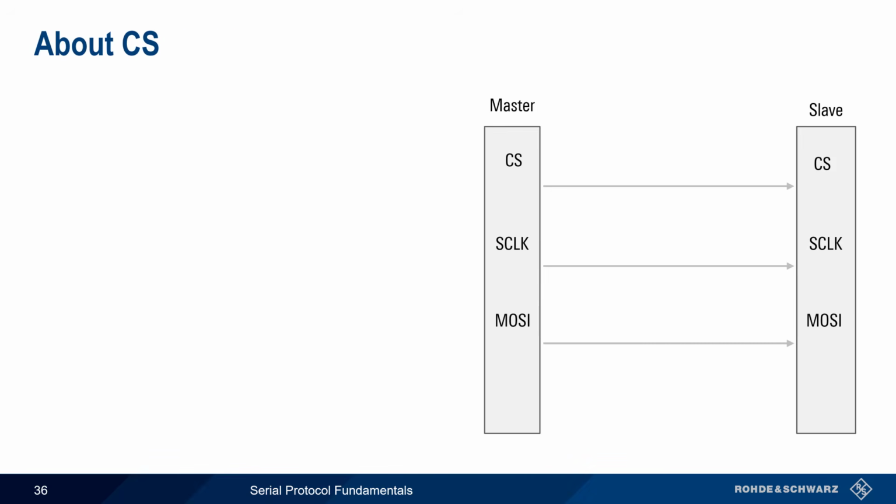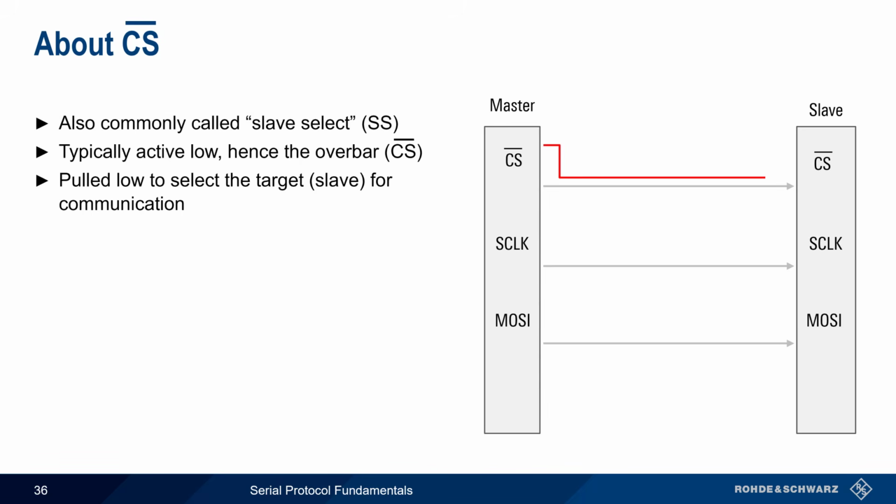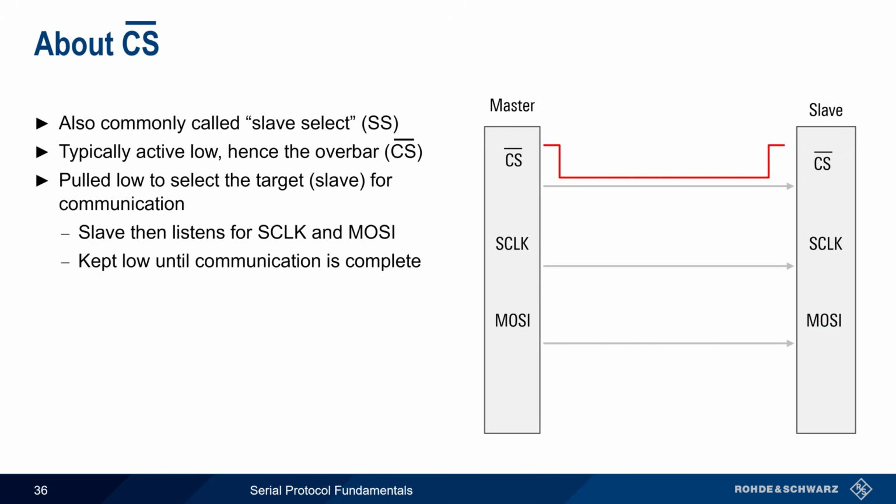The first line we'll look at is CS, or chip select, which is also commonly referred to as slave select. Unlike most of the other signals in SPI, CS is typically active low, and therefore you'll often see it written with an overbar. As mentioned a few moments ago, communication with a target or slave is initiated by pulling the CS line low. The attached slave then listens for the clock and MOSI signals from the master. When communication is complete, CS is returned to its idle state.